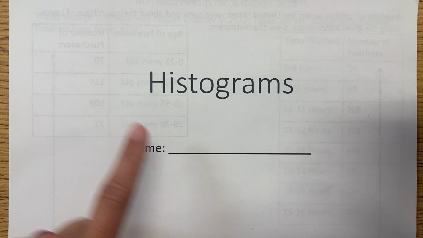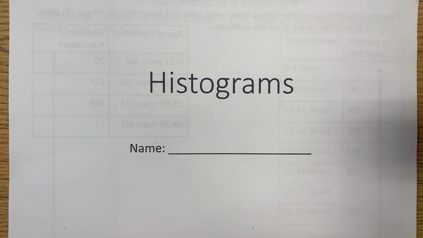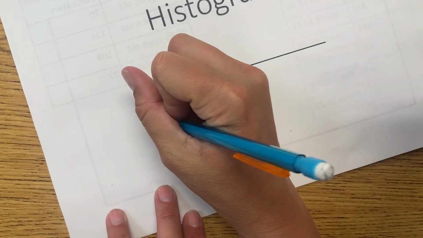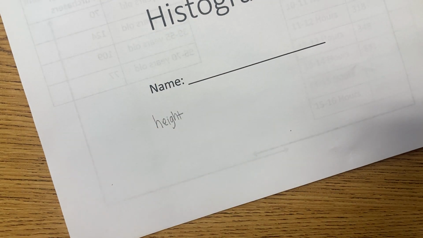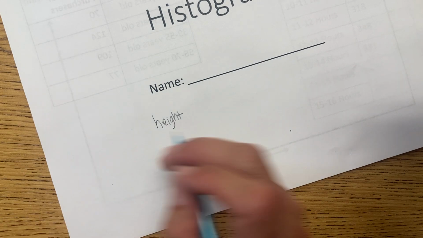Write your name. So histograms look like bar graphs, except the numbers can go from one value to the next. For instance, examples of histograms are things you could measure like height, because you could be 23 inches as a baby and then you could move to 24 and 25.5 inches and everything in between.